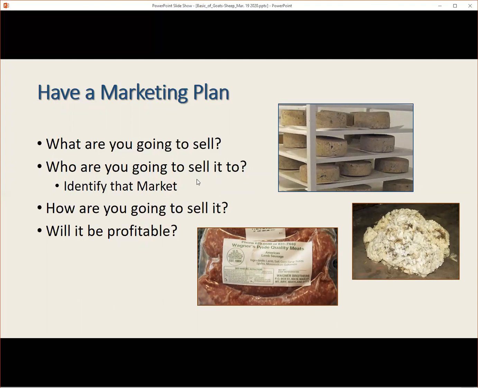And then where are you going to sell it? Who's your market? How are you going to sell it? And then finally, you have to determine, is all this going to be profitable when you figure out all the expenses you're going to have being in the sheep or goat business.